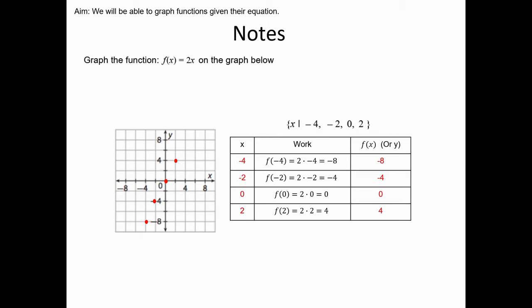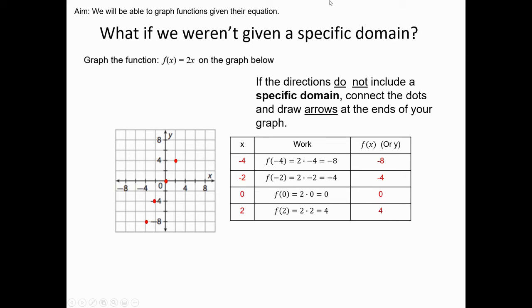But what if you weren't given the values? What if instead you're just asked to graph it? Well, the first thing you should do to graph any function is to do what I just did right here anyways. Just pick a few x values until you have a general shape. And we can see that this is going to be very clearly a straight line. So if you weren't given a specific domain, you're going to connect all the dots with a single line and draw arrows at the end of the graph.